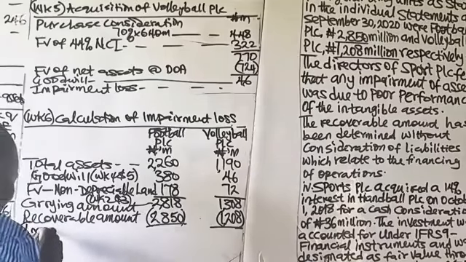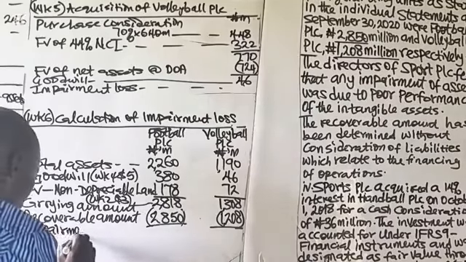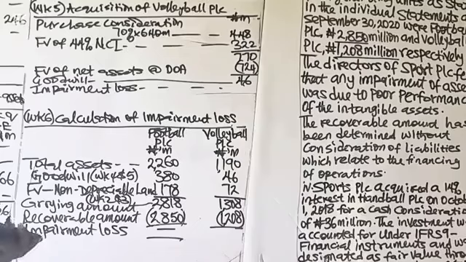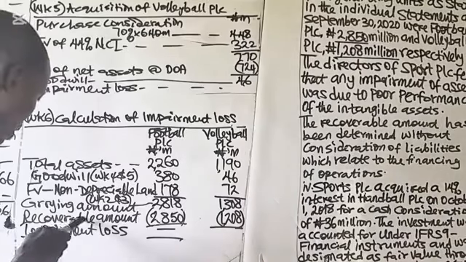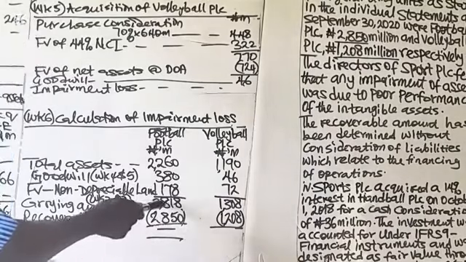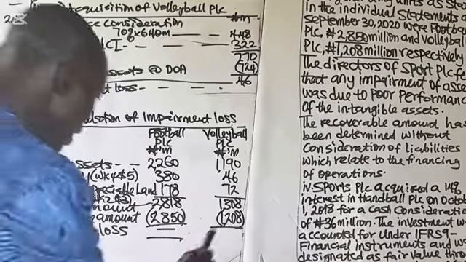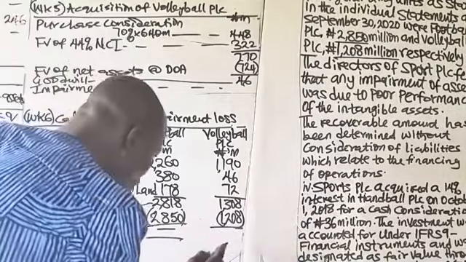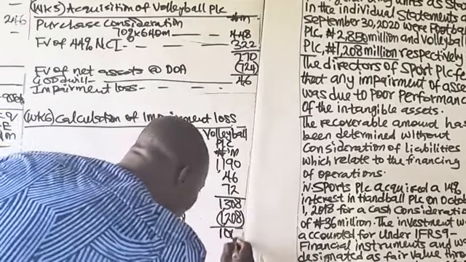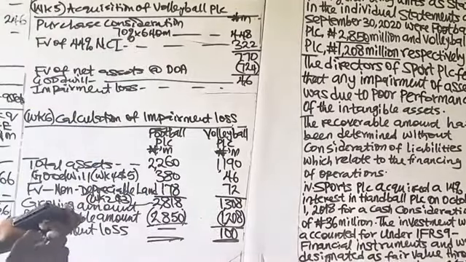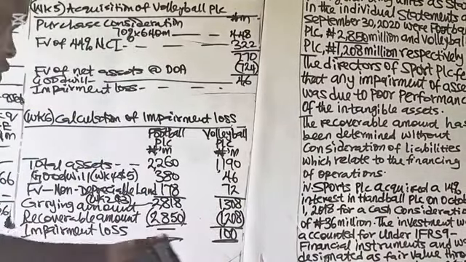So impairment loss. It is not impaired because the recoverable amount of the cash generating unit is greater than the carrying amount. But here, the carrying amount is greater than the recoverable amount by 100. The difference between the two, 100. So that's to show that volleyball has been impaired by 100.